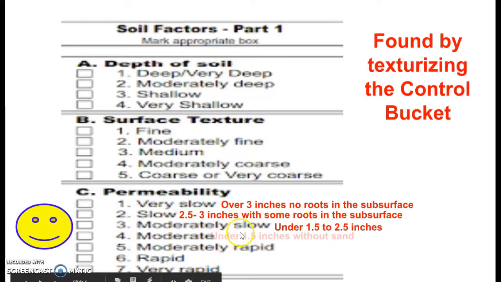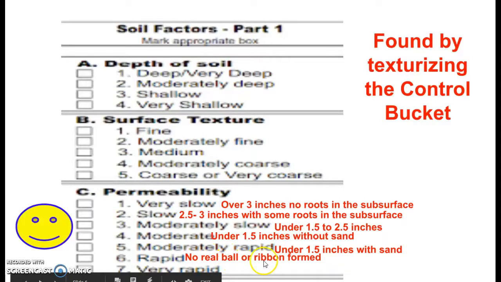That's moderately slow. If you are under 1.5 inches without sand, it's called moderate. If you are under 1.5 inches with sand, it's called moderately rapid. If there's no real ball or ribbon being formed, it's called rapid. And if there's no real ball formed, and you have gravel, it's called very rapid. So you should add the word gravel here.